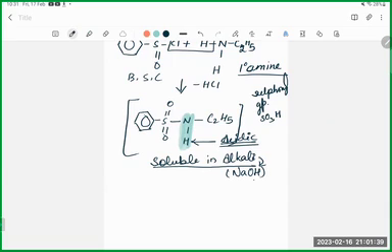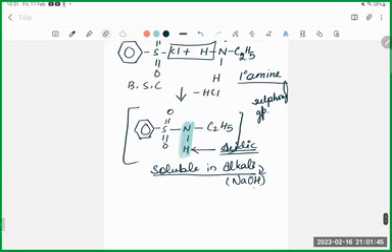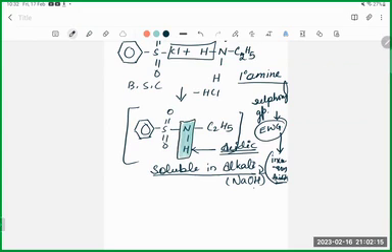SO3H is called sulfonic acid. The sulfonic group is a highly electron withdrawing group, EWG. And you know what the EWG group does? It decreases basic character and, in the opposite way, it increases acidic strength. Can you understand in this way? Basicity decreases, but acidity increases by the electron withdrawing group. Are you clear? That is also a reason this compound is soluble in alkali.